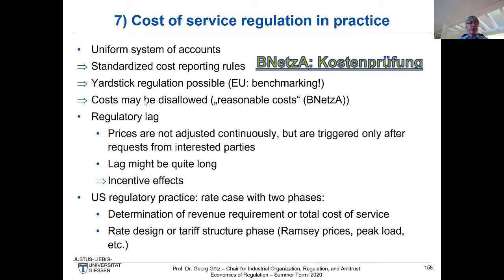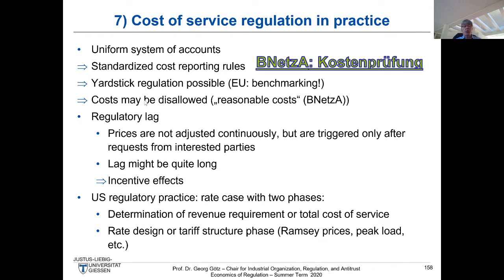The second thing is, what does regulatory practice look like? In the US, it's pretty much what is called a rate case with 2 phases. In the first phase, you determine the revenue requirement or the total cost of service. In the next slides, we will discuss in much more detail what this means. And then in a second stage, you set the rates, the tariffs, and so on, like Ramsey prices.